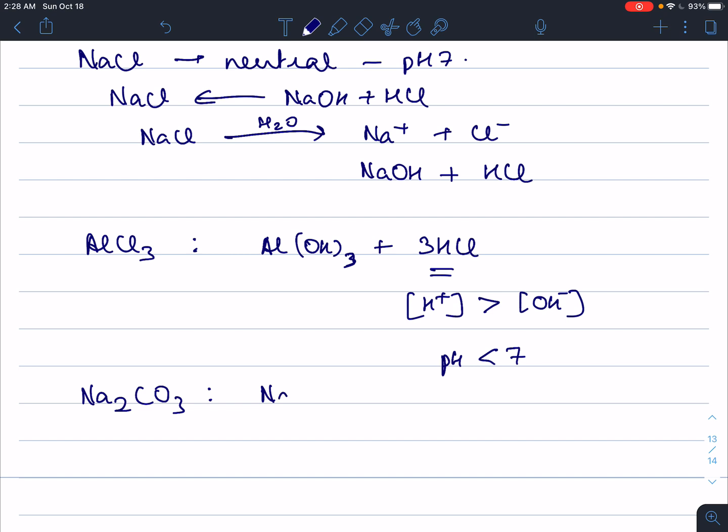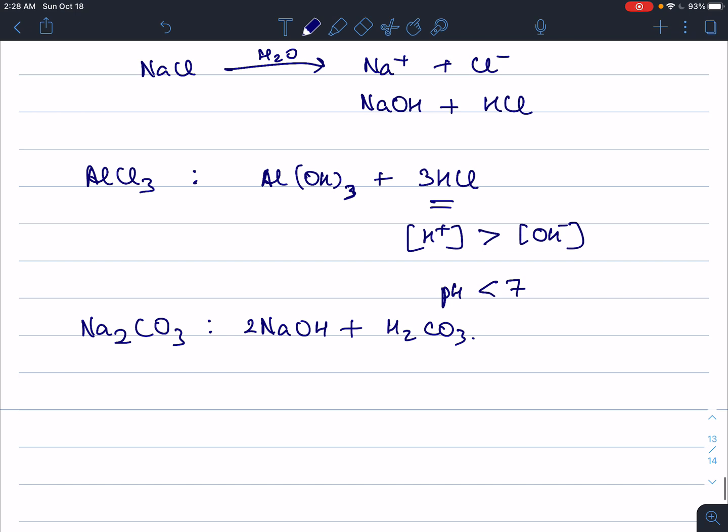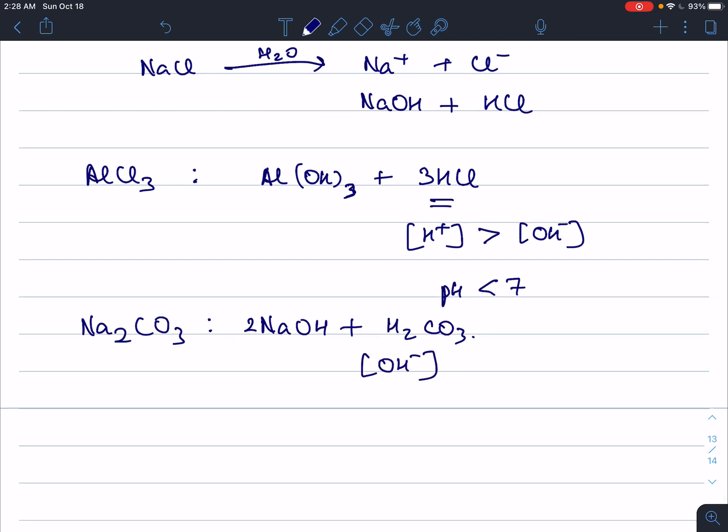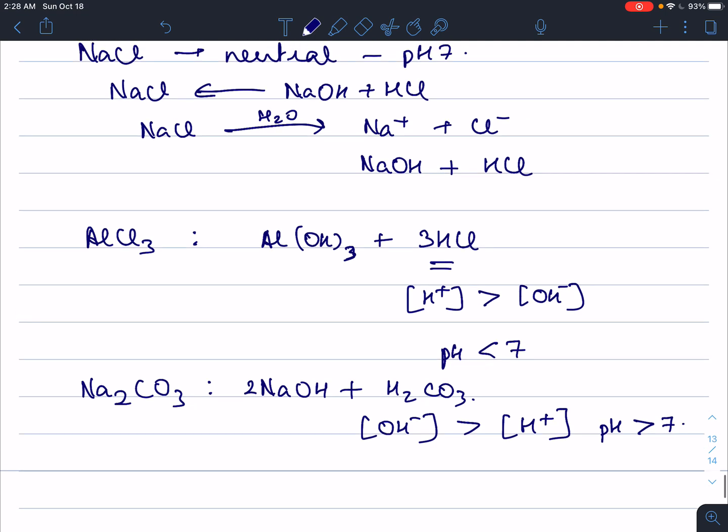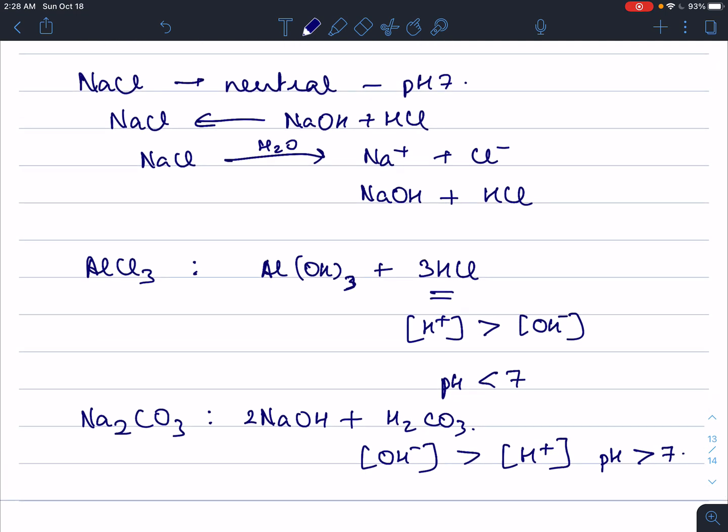The same way, think about Na2CO3, for example. This comes from NaOH and H2CO3. Now we know carbonic acid is not a very strong acid. So the concentration of OH minus ions in solution is higher than the concentration of H plus ions. Therefore, the pH will always be greater than 7. So a solution of sodium carbonate is mildly basic, whereas the solution of aluminum chloride is mildly acidic. Now, if it's a strong acid and a strong base like sodium chloride, it is always neutral.